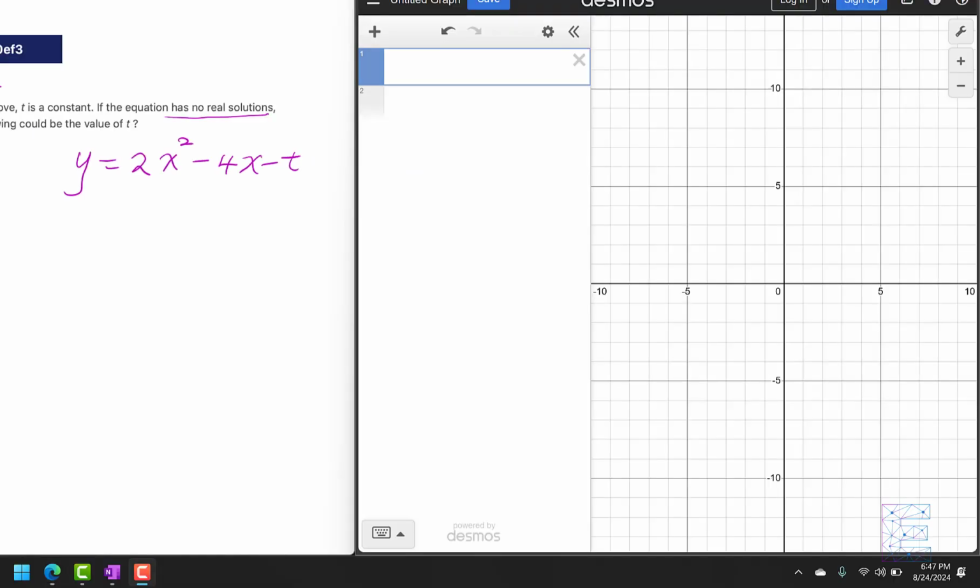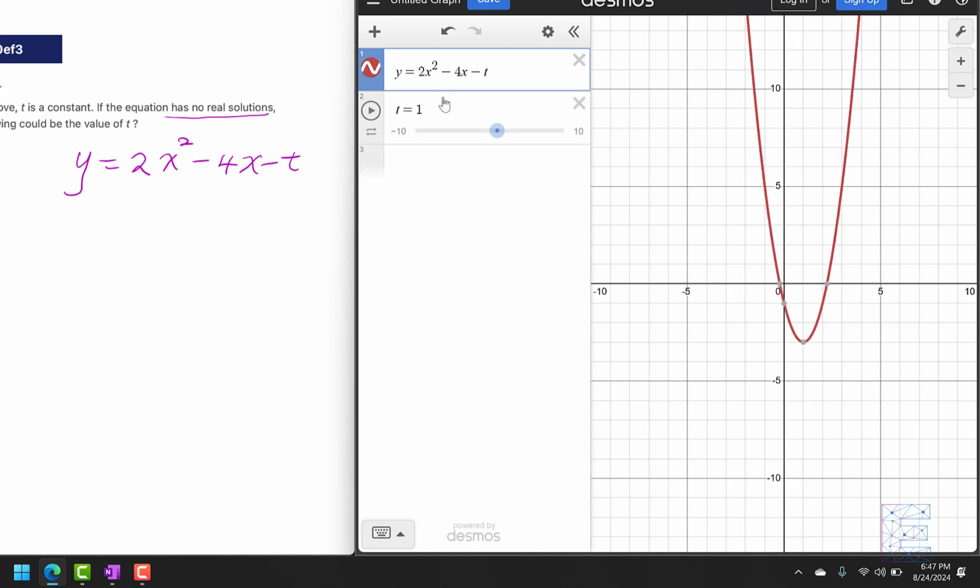Okay, so let me paste that equation into Desmos. Type it in, y equals 2x squared minus 4x minus t. Notice the moment you have a weird unknown, it's going to add slider as an option. So you're going to click add slider. Now, what does it mean to have no real solutions?